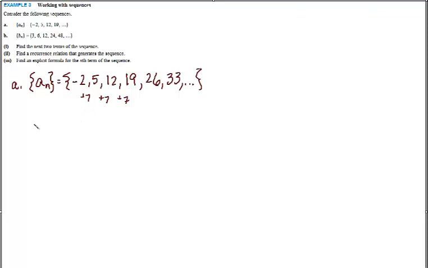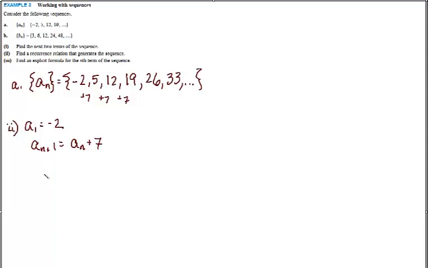Okay, we're to find a recurrence relationship next. So that means I'm going to say a sub 1 is negative 2, and a sub n plus 1 is going to be a sub n plus 7. And that will get me my recurrence relationship.